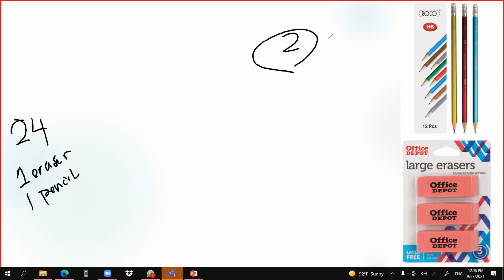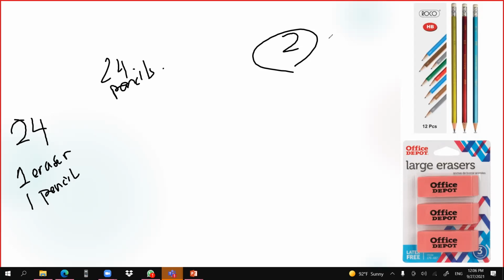Here you have 24 girls in the class, and you want to give each of them 1 eraser with 1 pencil. When you go to the library, I told you, you cannot buy 24, you can buy 12. Each packet contains 12 pencils, but you want 24. So how many packets will you buy? You will buy 2. So in this case, you have 24 pencils.